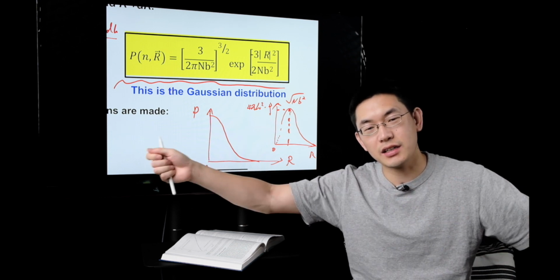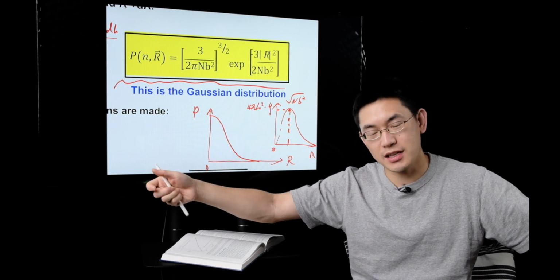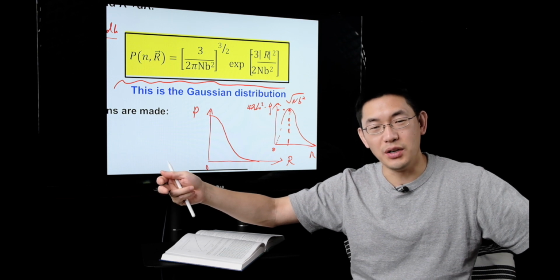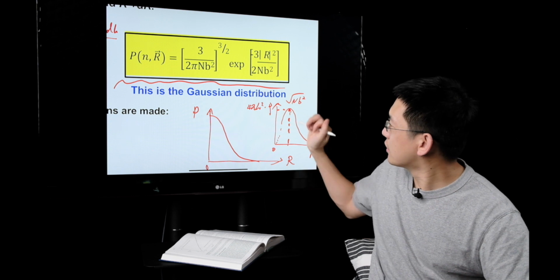Your chain may actually happen to be in a very extended form, but the chance of finding that is low, because if you let it go, the entropy will relax the chain back to where its mean squared position is.